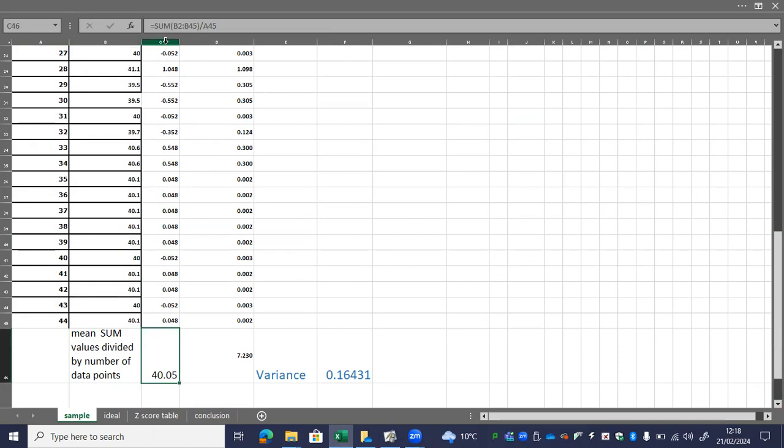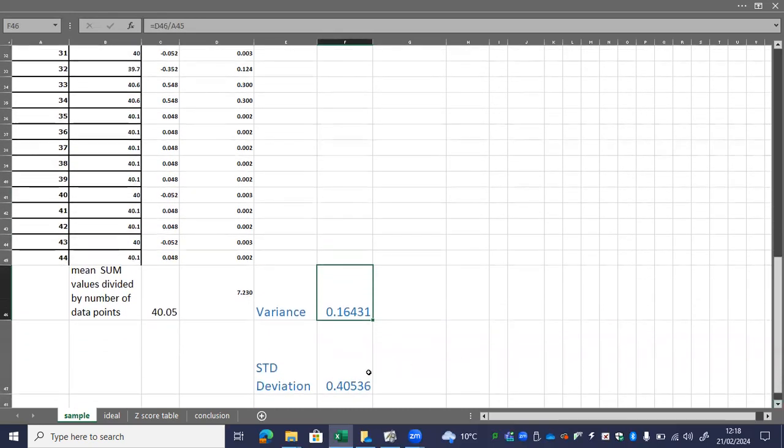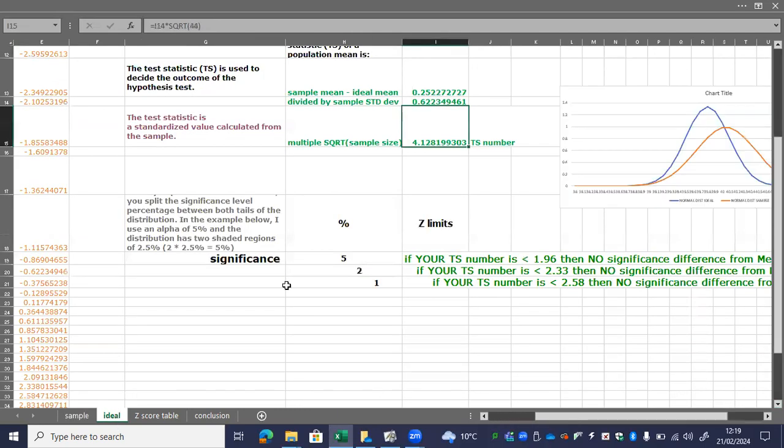We've got our column here to get the difference from the mean. Then we've squared it in this column, added up the sums, produced a variance number, and our standard deviation comes out to be 0.405. So this is our sample, and we want to compare it with the ideal.